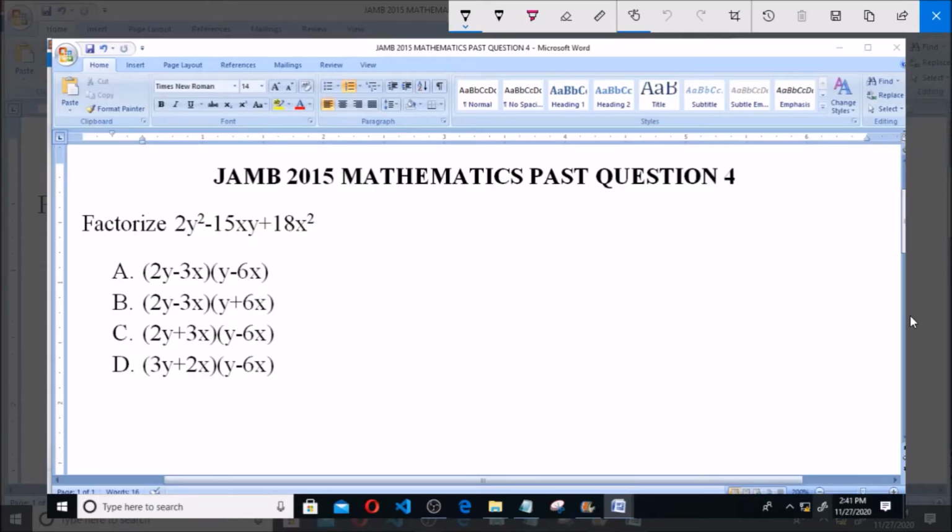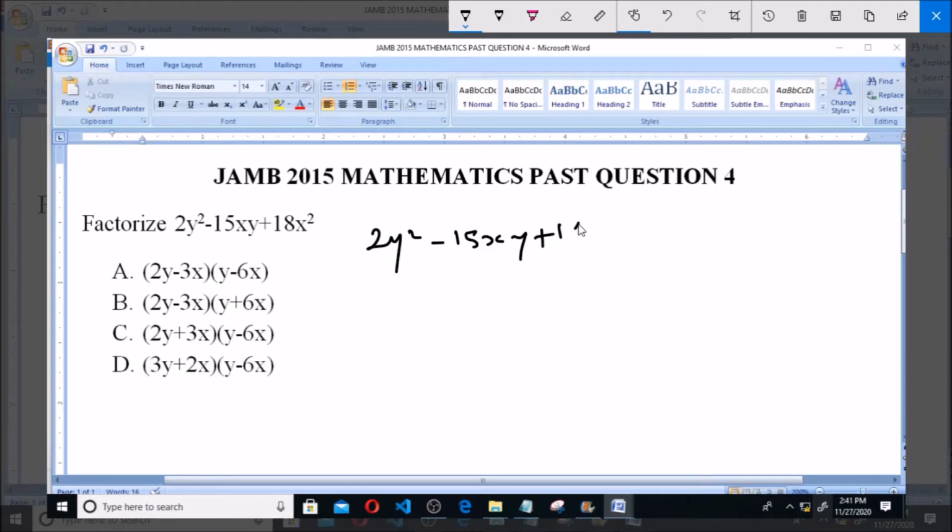I'll be answering JAMB 2015 Mathematics Past Question 4. Factorize 2y squared minus 15xy plus 18x squared. Now we have 2y squared minus 15xy plus 18x squared, and we're asked to factorize this.